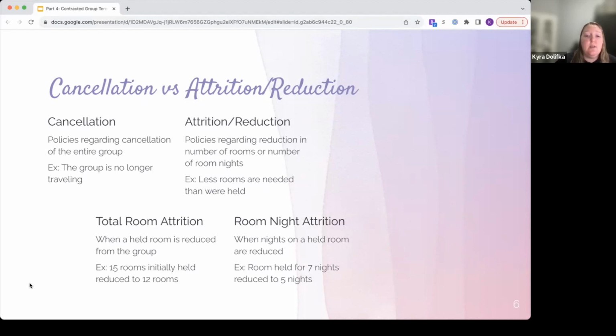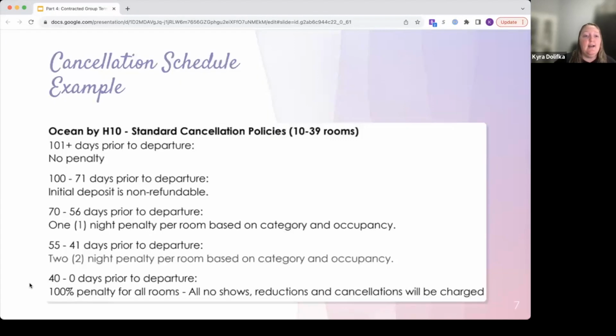So when you look at these attrition and reduction policies, they are a great benefit to you as a group. It is a huge benefit because this means you can block additional rooms than you think you're going to need, and you can reduce them. You have these policies. Now, of course, make sure you read what the policies are in your contract. I've seen very favorable attrition and reduction policies before, and I've also seen ones that are maybe not quite as favorable. So let's look at an example.